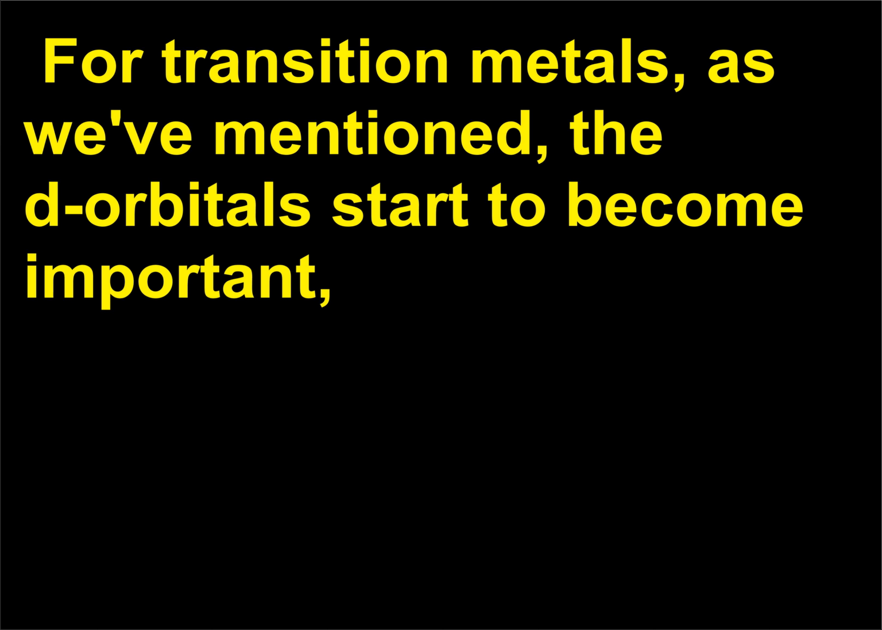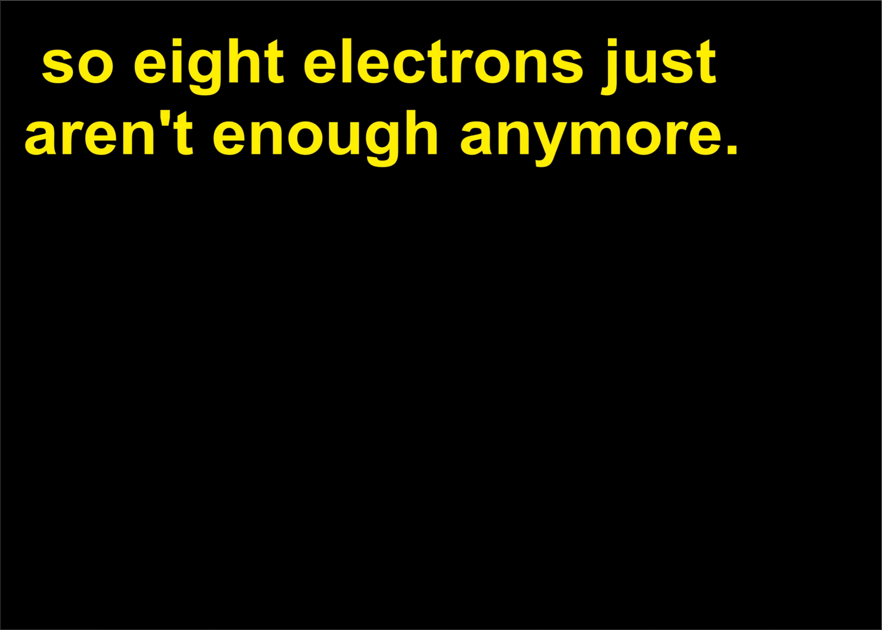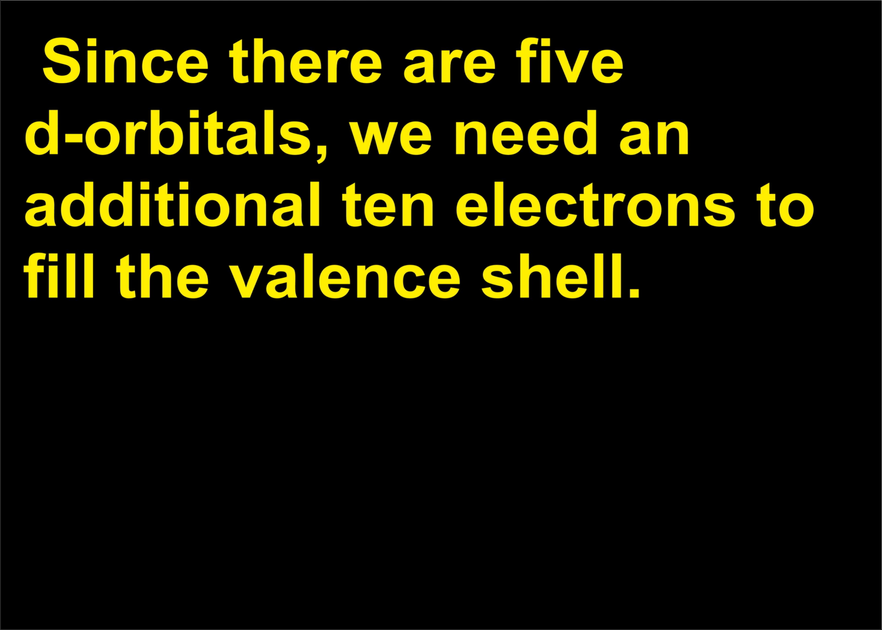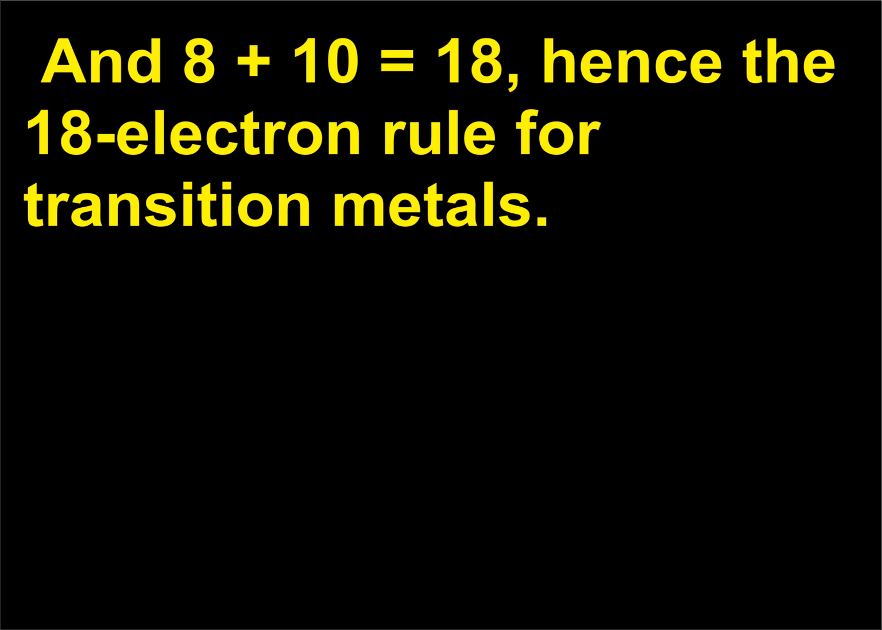For transition metals, as we've mentioned, the d orbitals start to become important. So 8 electrons just aren't enough anymore. Since there are 5 d orbitals, we need an additional 10 electrons to fill the valence shell. And 8 plus 10 equals 18, hence the 18 electron rule for transition metals.